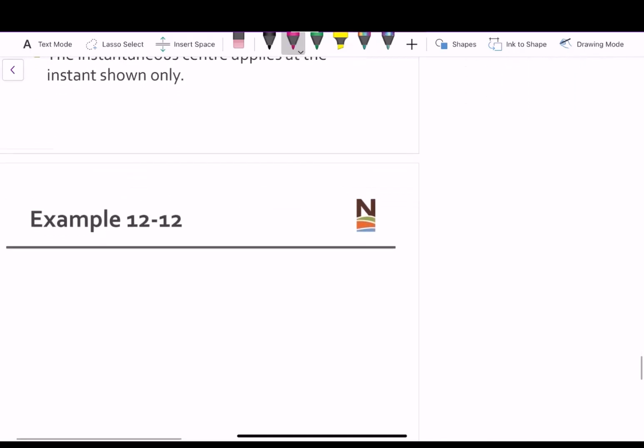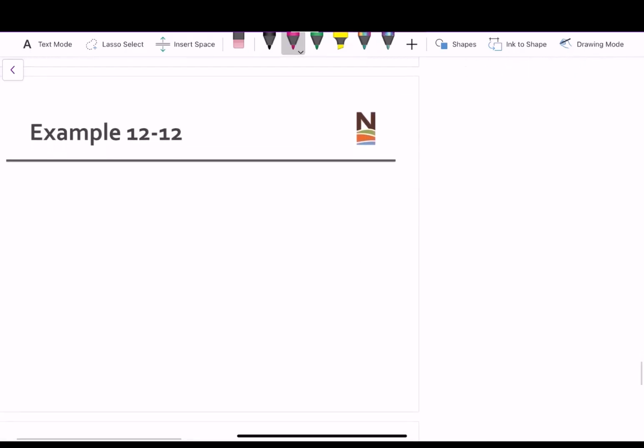So let's look at an example to put all of this into practice. One thing I'll just say up front: we could take a look at any of the problems that we solved in part 1, and we can solve them with instantaneous centers. We used the relative velocity method in part 1 of this chapter, in the first video of this chapter. This is just another method for calculating velocities.